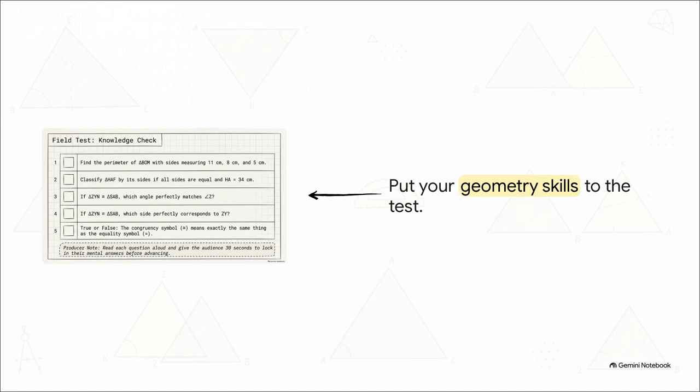Question 2. Classify triangle HAF by its sides if all sides are equal and side HA is 34 centimeters. Question 3. If triangle ZYN is congruent to triangle SAB, which angle perfectly matches angle Z? Question 4. Following that exact same logic, which side perfectly corresponds to side ZY? And finally, question 5. True or false? The congruency symbol means exactly the same thing as the equality symbol.